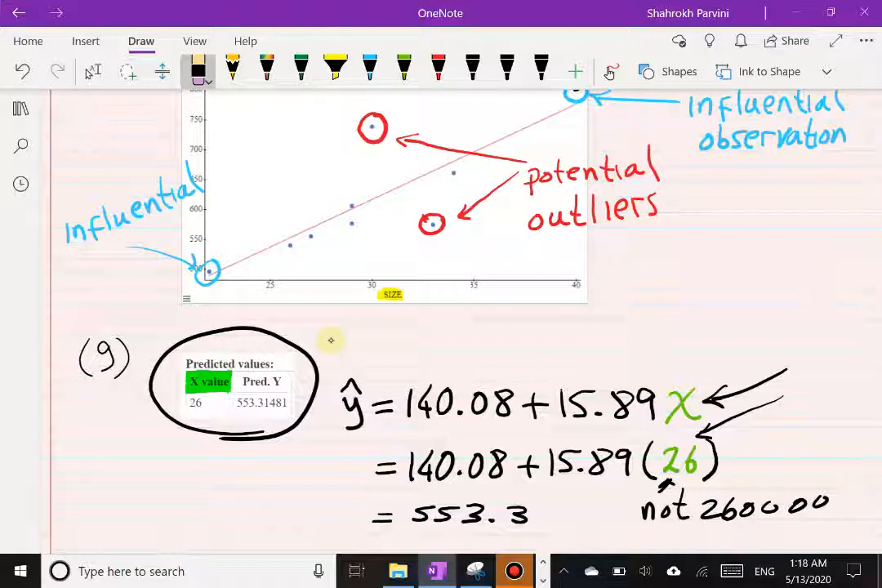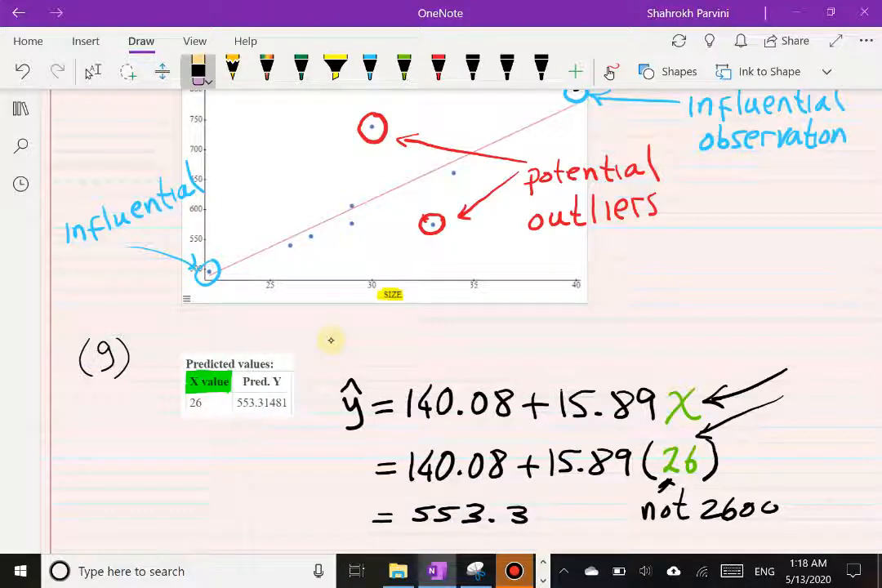If you put 2,600 into your regression equation. And you can see that in here also. You see that I put 26 in StatCrunch. I didn't put 2,600. So I plug it in, do the arithmetic, use a calculator, and you get 553.3, and that's what the predicted value is.